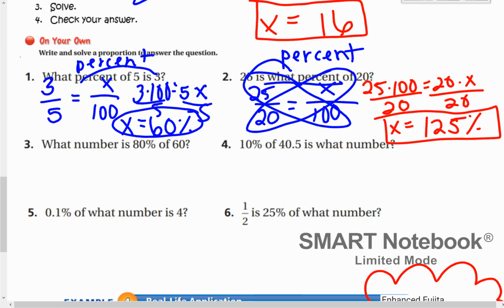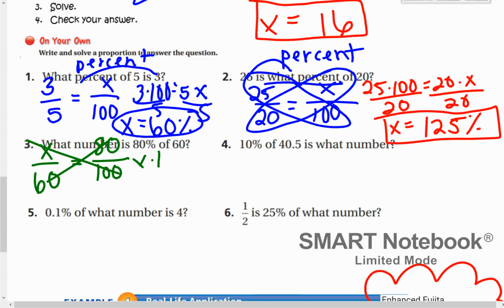All right, our next problem. Start off with that proportion. What number is 80% of 60? So this right here tells us our variable, that number that we don't know, should match up with the 80%. Since 80% is on the top, that part of that number should be on the top. We're missing that part, so we're going to do cross products.